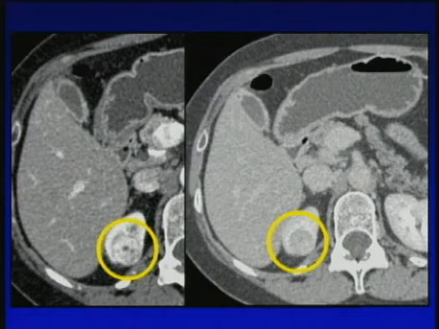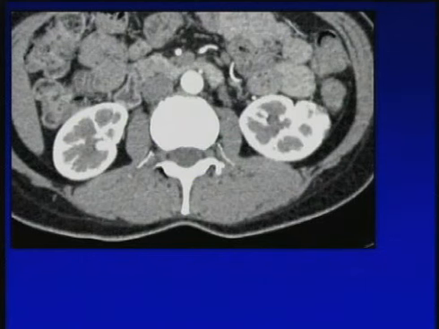So there are select cases where the excretory phase is really optimal, and so in our practice, we'll always get an excretory phase. Not to mention, of course, when we speak about the pelvis and calyceal systems, without an excretory phase, you'll miss transitional cell tumors.